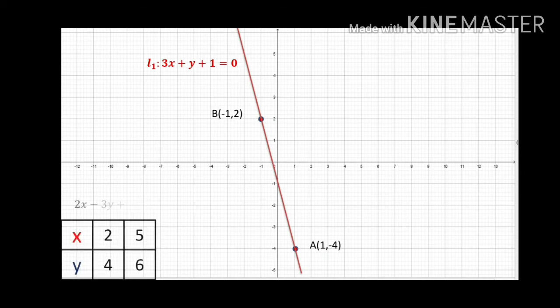That's the first line. The next line is 2x - 3y + 8 = 0. Same thing, first we'll plot (2, 4). Then (5, 6). So we will draw the line.